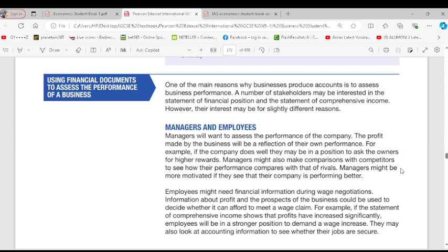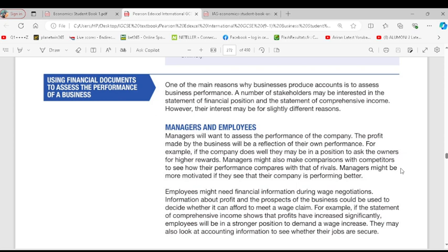Why do we call them stakeholders? We call them stakeholders because they have interest in the business activity. So one of them is the managers and the employees. They work in the business. Yes or no? Good. So now we start with the managers. Why do they have to assess the performance of the company? Why?